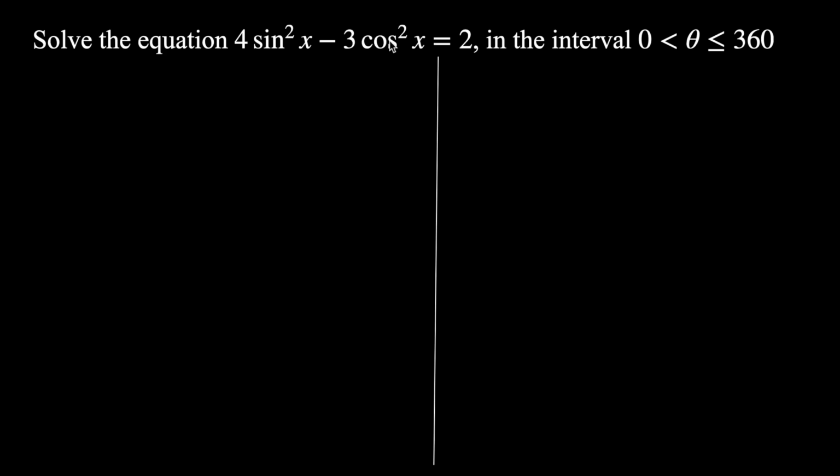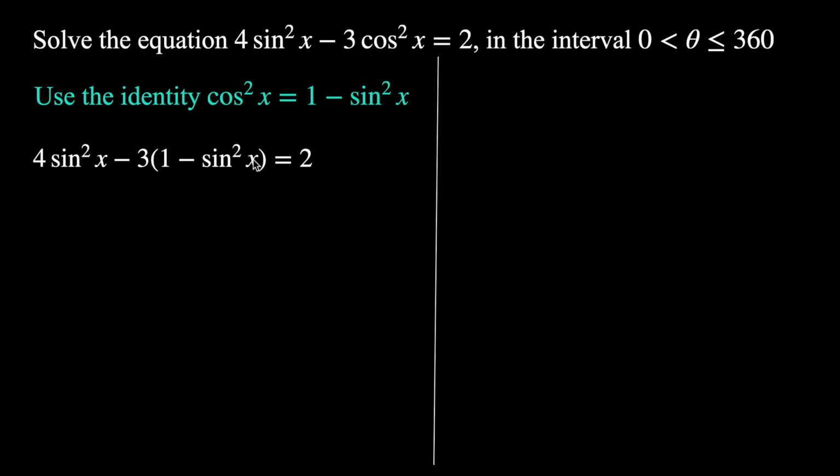Well, we can use that Pythagorean identity. So use the identity cosine squared x equals 1 take sine squared x. You could also use sine squared x equals 1 take cosine squared x. I think it would still work. I'm just going to choose to use this one. So I'm going to plug in 1 take sine squared x for cosine squared x, and then I'll have it all in terms of sine squared x. Okay, so I've plugged that in for cosine squared x, then expand these brackets, so we get 4 sine squared x take 3 plus 3 sine squared x equals 2.